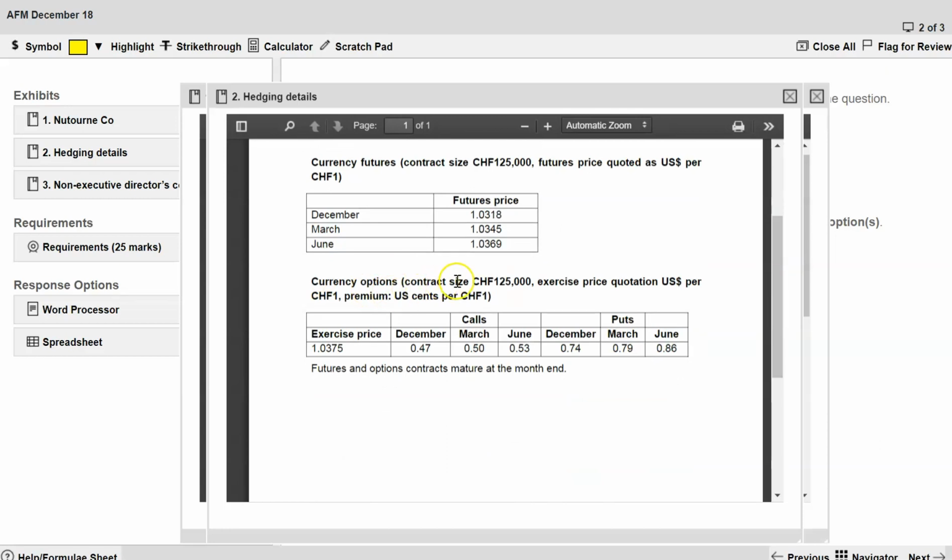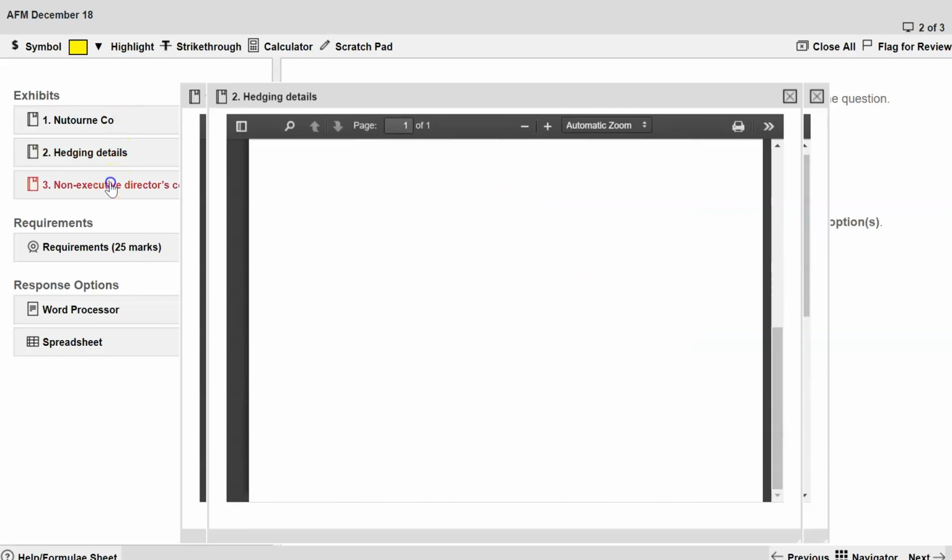For the currency option, the contract size is 125,000 CHF. Exercise price is in dollars per CHF and premium is in cents per CHF. An exercise price of 1.0375 is given. Future and option contracts mature at the end of the month.